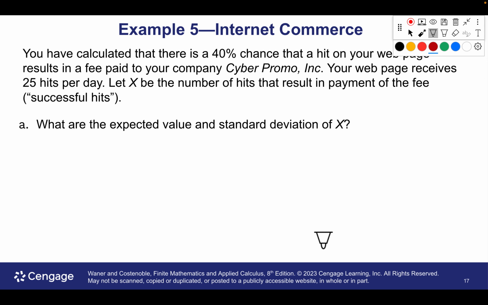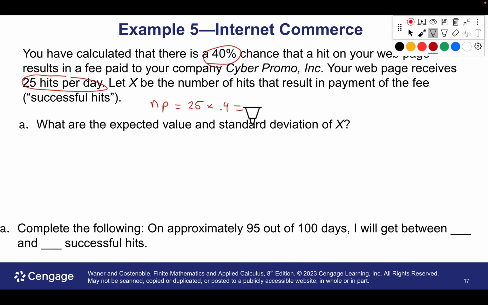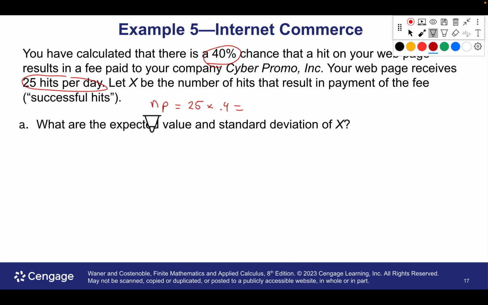Okay. Another example, and this is like a homework problem, so we'll just do this one and close it out. We've got a 40% chance that something's going to happen, 25 hits per day, right? So how do we calculate the expected value and standard deviation? Expected value is simply going to be n times p, which in this case is 25 times 0.4. So that's our expected value. What would be the standard deviation?